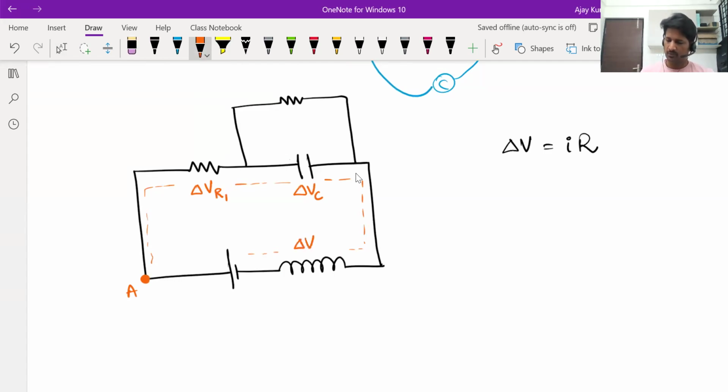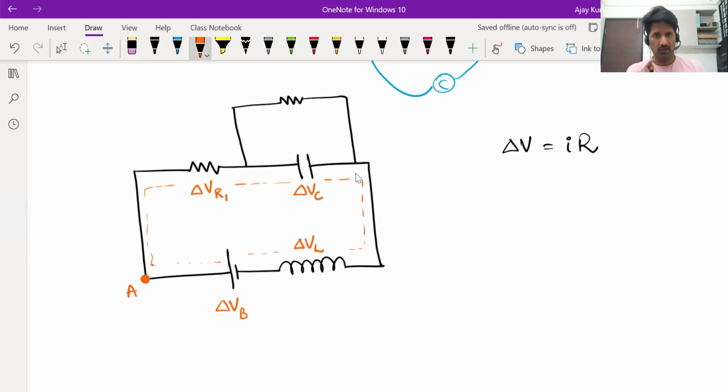So, but there will be some potential difference across it. Okay, let's call it delta V L. L is the symbol we use to indicate an inductor. Next, battery. We know battery definitely has a potential difference across its terminals. So delta V B, potential change across the battery. And you come back to the starting point.